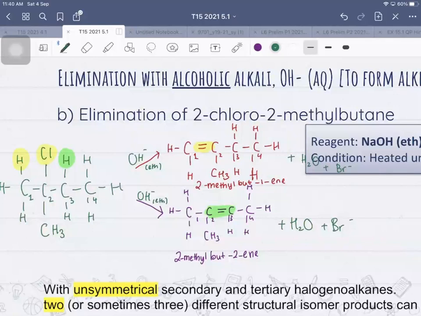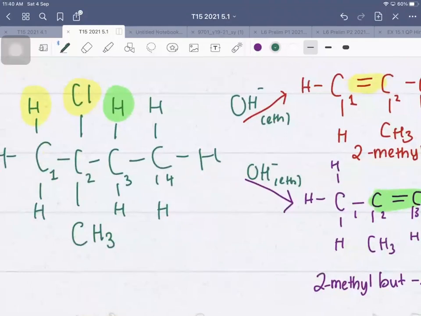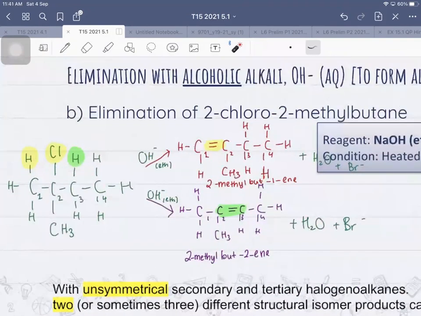Now, I've had students asking me, what about if we lose hydrogen from this carbon? Because this is a different carbon to carbon number 2, right? So we can still lose hydrogens from this carbon because it is adjacent to carbon number 2. Well, you will just be forming the same product anyway. Okay, so this carbon number 2 has the option to lose from carbon 1 or this side chain carbon. It's the same thing. It will give you the same product.